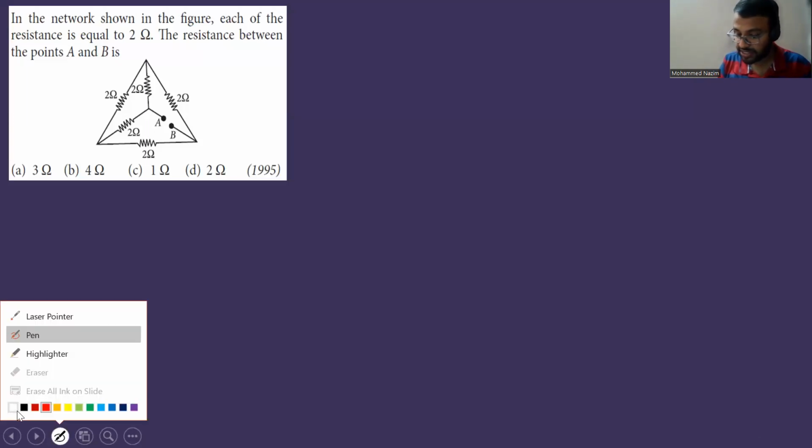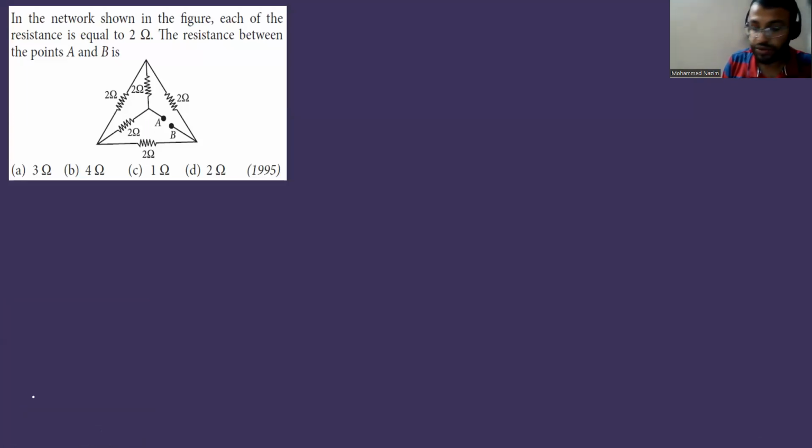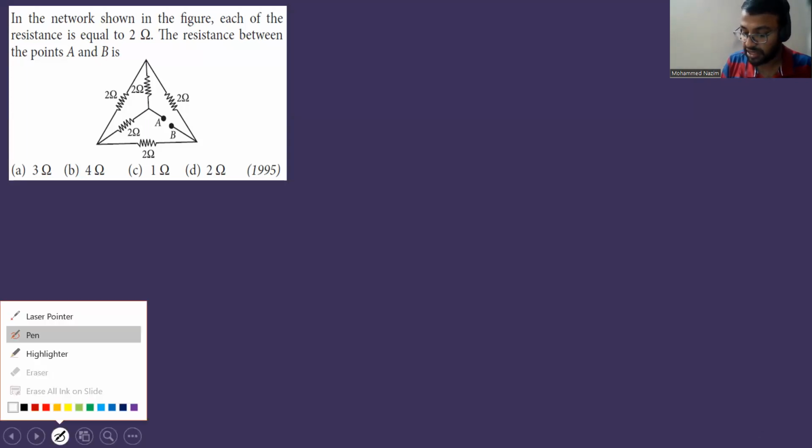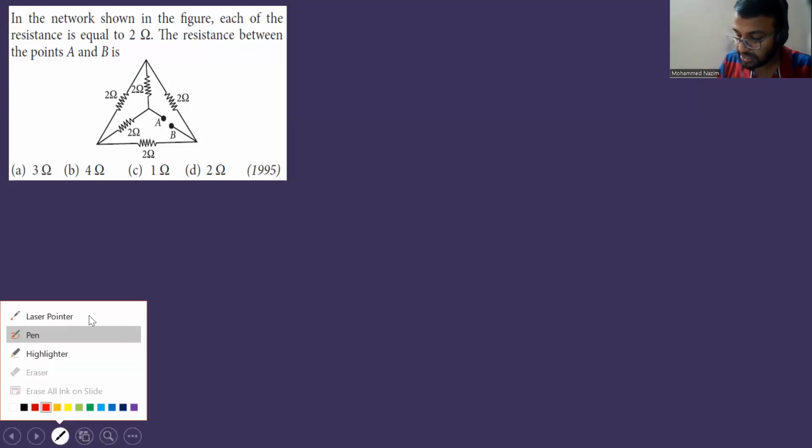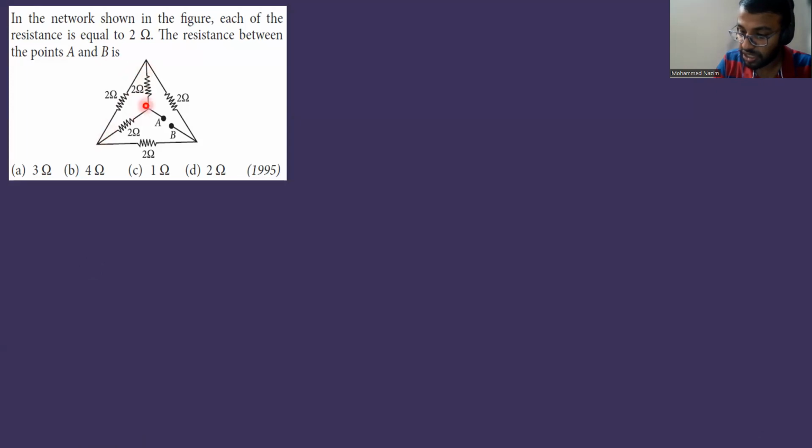Here, the next question states that in the network shown in the figure, each of the resistances is equal to 2 ohms. Find the resistance between A and B. So you just think, how many resistors are there? 1, 2, 3, 4, 5. 5 resistors are there. Whenever 5 to 6 resistors are there, I have told you, try to think of Wheatstone's bridge. Mostly all the circuits with 5 or 6 resistors land up to a Wheatstone's bridge. So try to think of a Wheatstone's bridge.